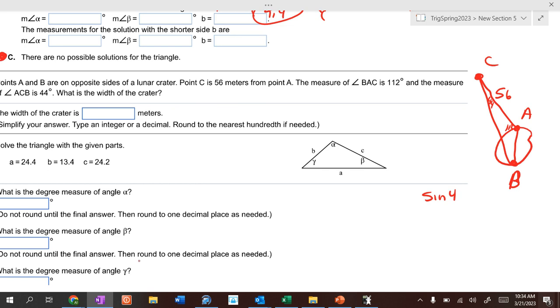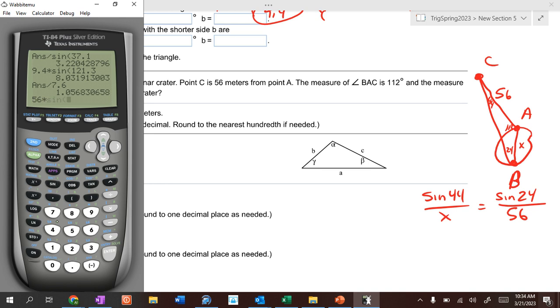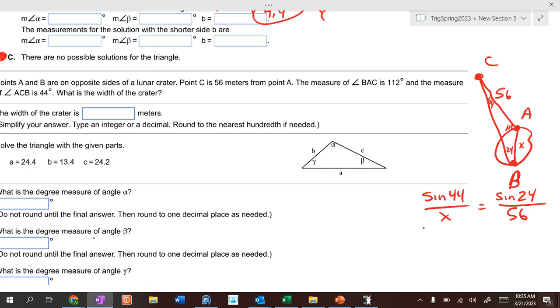So the sine of 44 over, let's just put an X there, equals the sine of something over 56. Well, what's this something down here? Well, I got to figure it out. 180 minus, this is 156. 180 minus 156 is 24. So it's sine of 24 of that. So it is 56 times the sine of 44, press equals, divided by the sine of 24, press equals, and we get 95.6 meters.